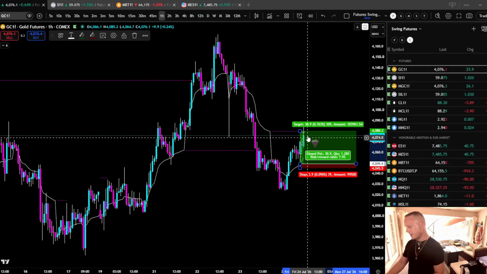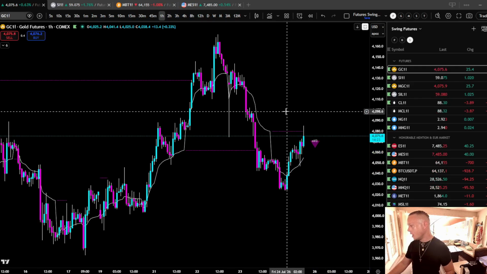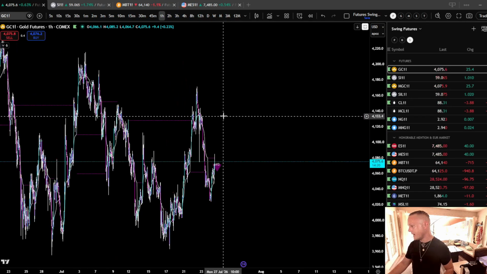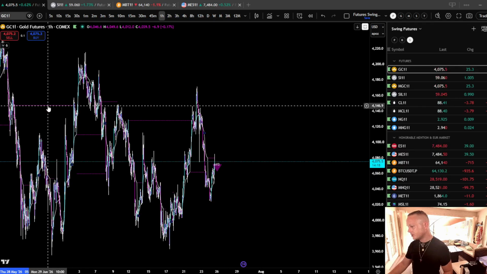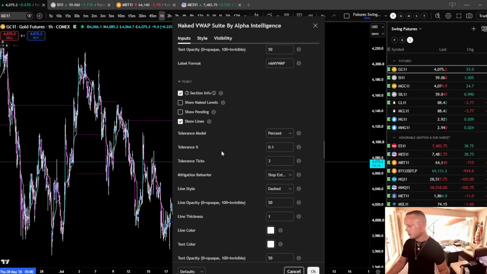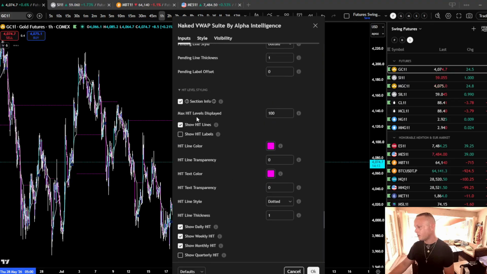Now, one of the coolest things about this indicator is you can also have multiple VWAPs on your chart at the same time, okay? And I'm gonna actually take these hit levels off. That way it doesn't muck up our charts too terribly much. That's more for backtesting purposes.